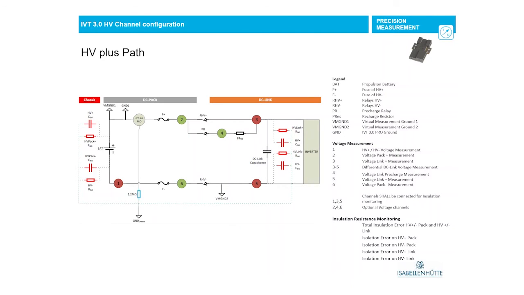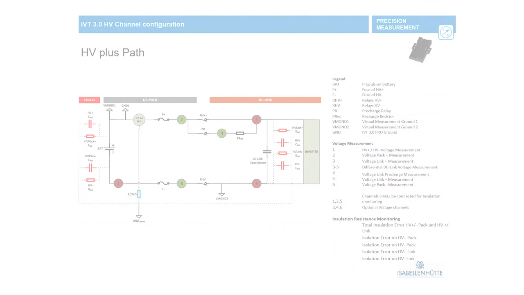Now that we went over the placements of the high voltage channels of IVT 3.0 Pro, we will go back to Bussmaster in the next chapter and look at the interpretation of the result messages.